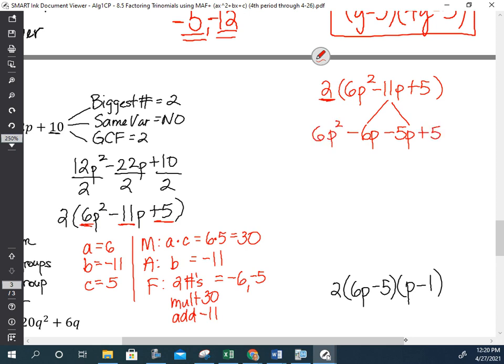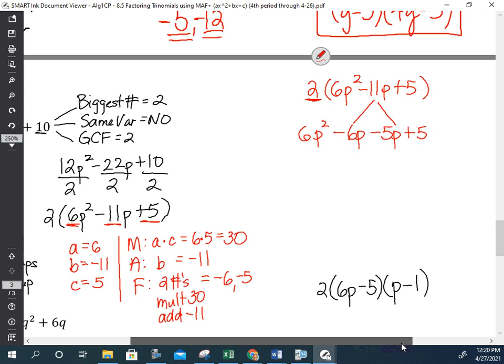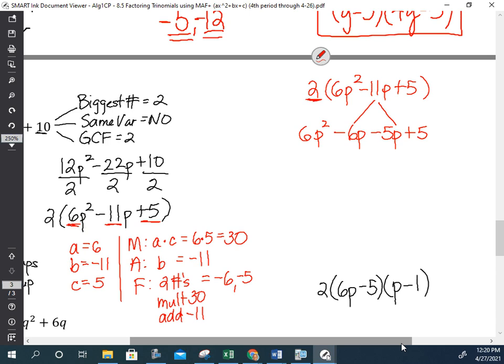Why did I choose to write it that way? Because 6 divides into 6, 5 divides into 5. I want them close to something that it's going to divide into. So that's splitting. That's all split the middle term means. So that should have been an easy step. Break it into 2 groups. That should be an easy step.